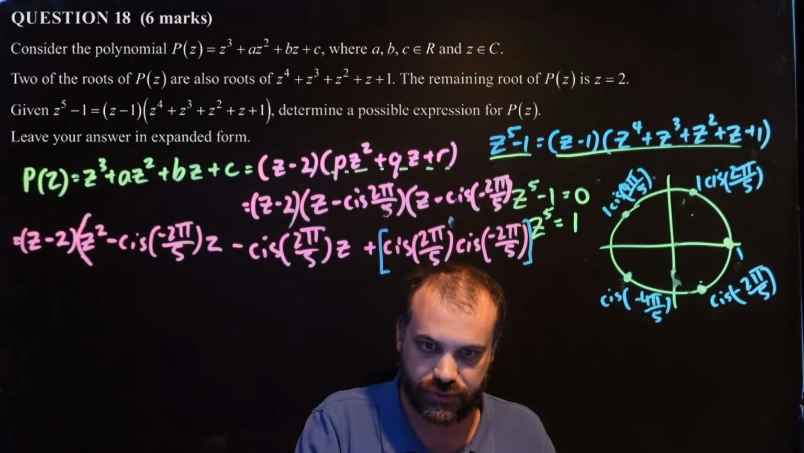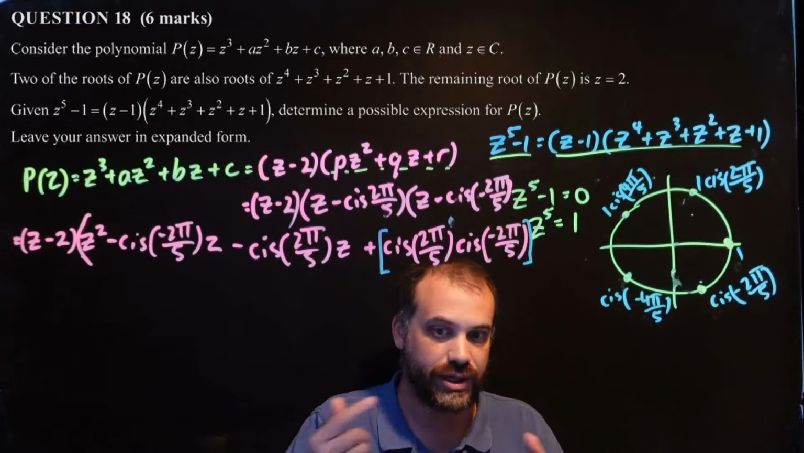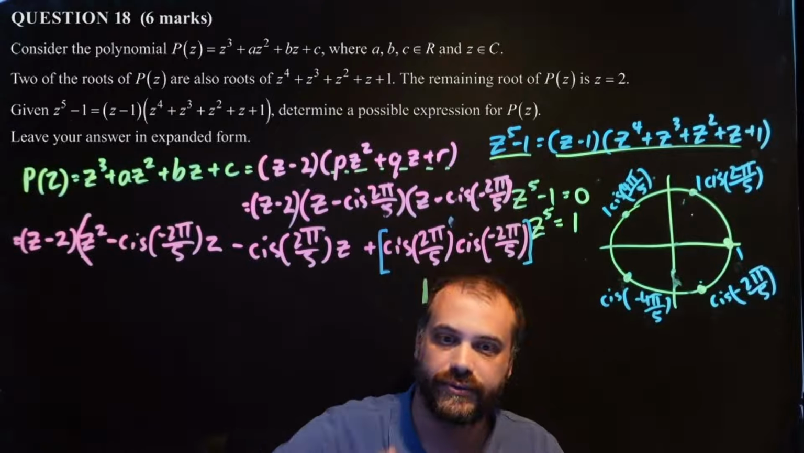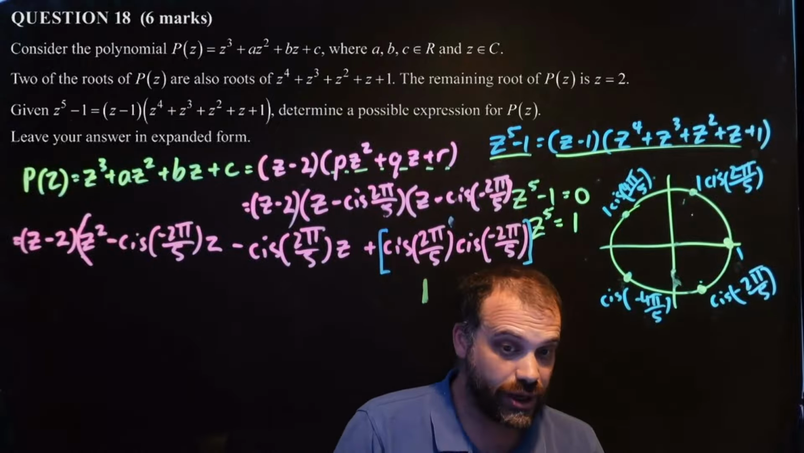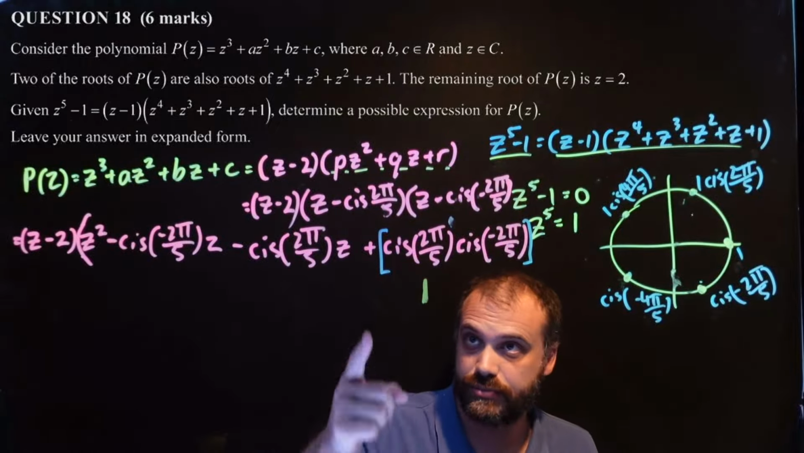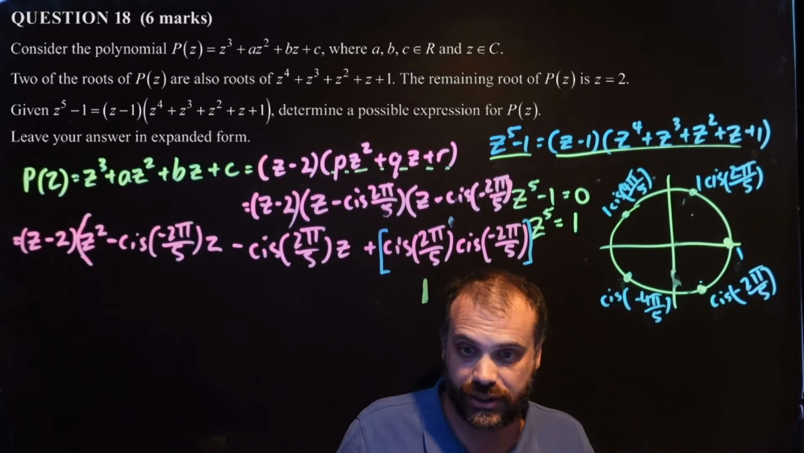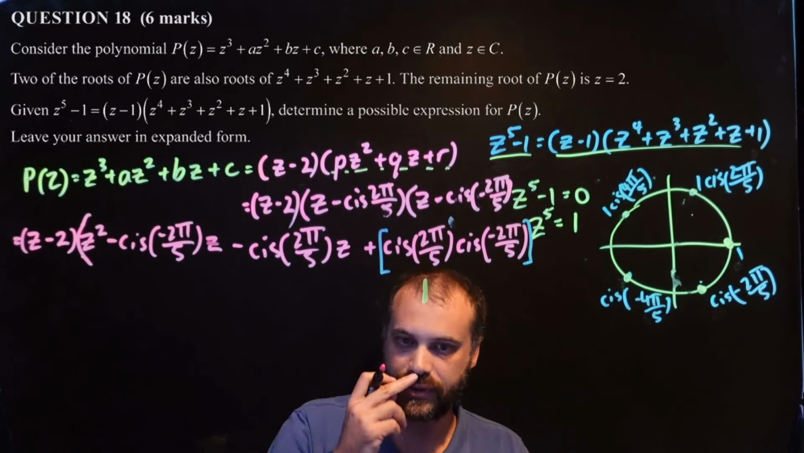2 pi on 5 plus negative 2 pi on 5, that's 0, so an angle of 0. So this ends up being 1. Okay, now you do have a calculator with you, so you can actually type this into your calculator and add them together, and your calculator will do the lot for you. That's fine too. Now, what about the rest of this?